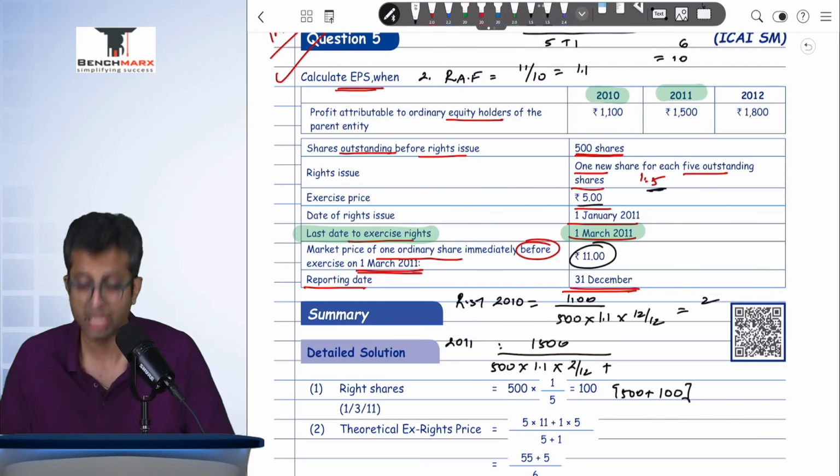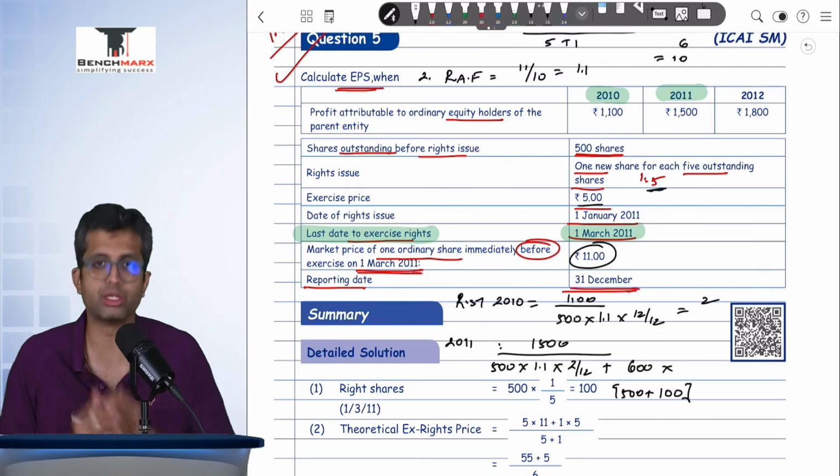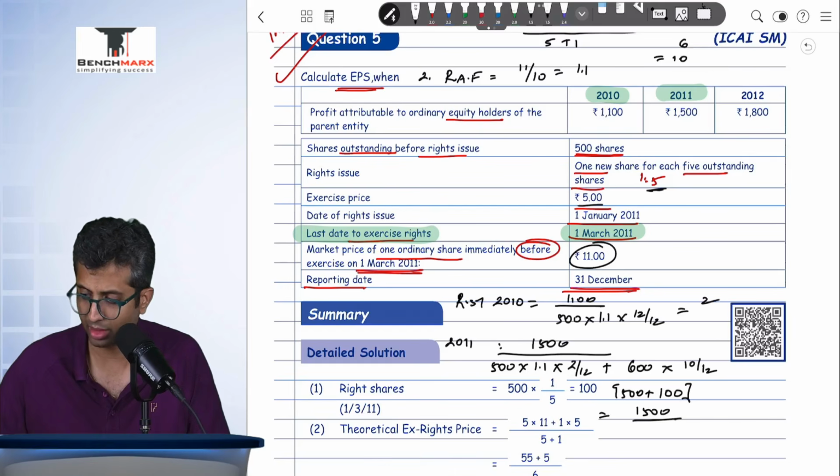At the end of the day, this will be 600. Now, I don't need to separately adjust anything over here. 600 into, can I say, 10 by 12, and as a result this will be 1500 divided by, I can say, 550 into 2 by 12 plus 600 into 10 by 12 plus, and hence what do I get? Just a second.